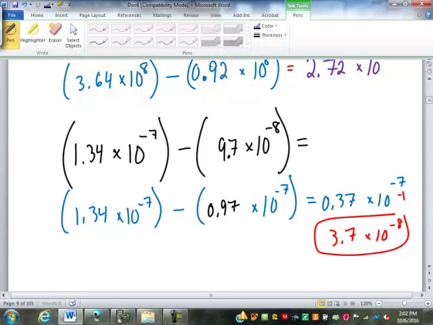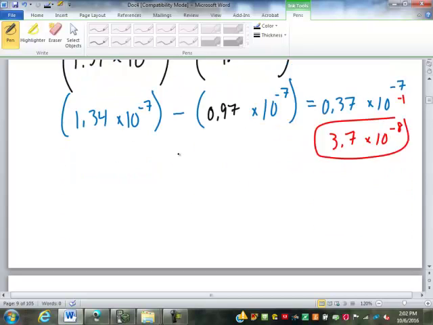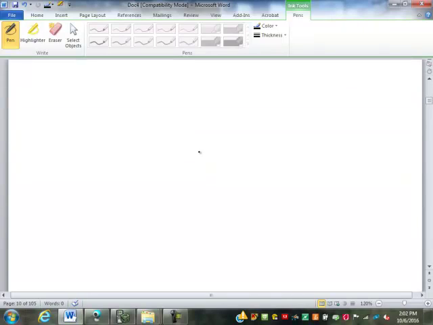Good. Somehow I got it, but I didn't do it the way you did. You might have changed them both to negative 8 first. That works too. Yeah, that can work.